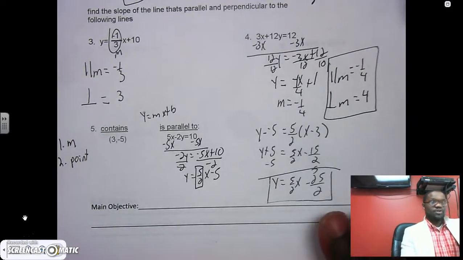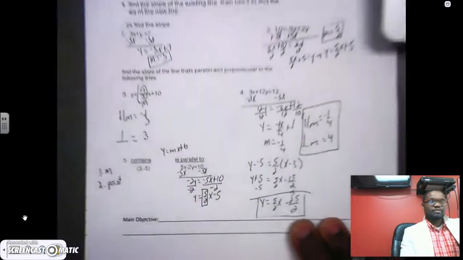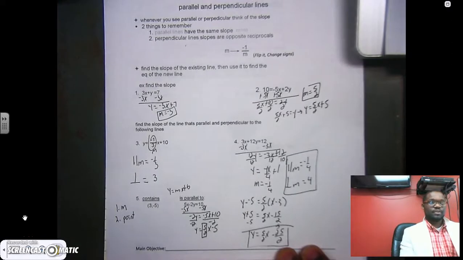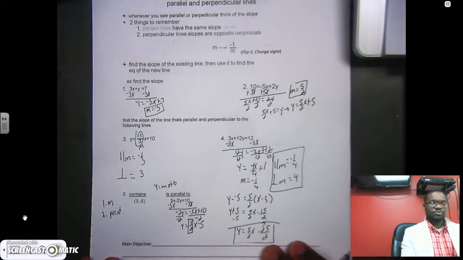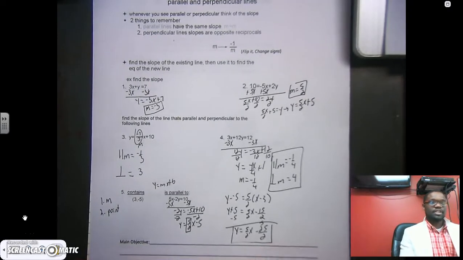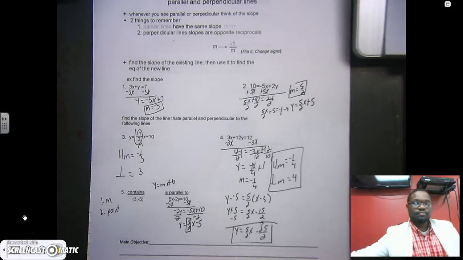So in review, the idea is simply this. Whenever you see parallel or perpendicular, guys, they're trying to tell you the slope. We're interested in understanding the slope. If they're parallel, their slopes will match. They'll be exactly the same, sign included. And if they're perpendicular, they will be opposite or negative reciprocals of one another.